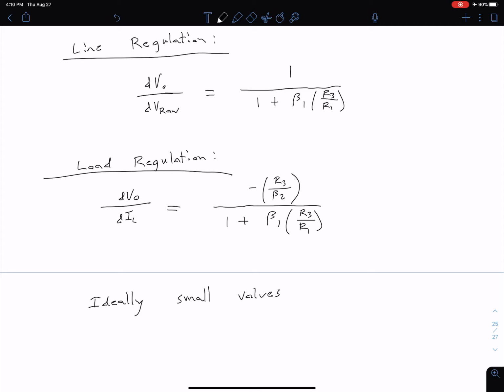And so what we see is if we're talking about line regulation, we have this beta 1 term in the denominator. And we know that typically beta is on the order of 100. So this is actually a really good thing, because we have these betas in the denominator. And we have a similar situation for our load regulation because we still have this beta 1, but we also see this beta 2 is going to be coming down to the denominator as well. So in both cases, we have favorable line and load regulation in that both values are going to be relatively small.